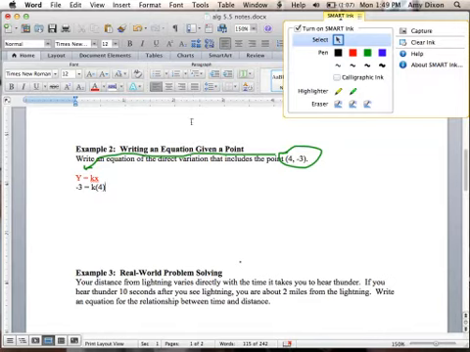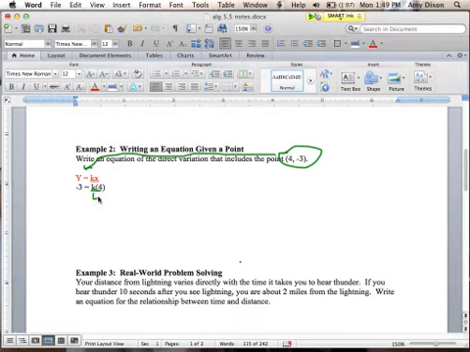Okay, so what we have to do is find k. We write the direct variation equation, then we solve for k. We need to find out what our k is. So then we can divide both sides by 4 to get the k by itself. So we see that our k, which is our constant of variation, is -3/4. So that's our first step, is to just find k. All right, that's our first step.